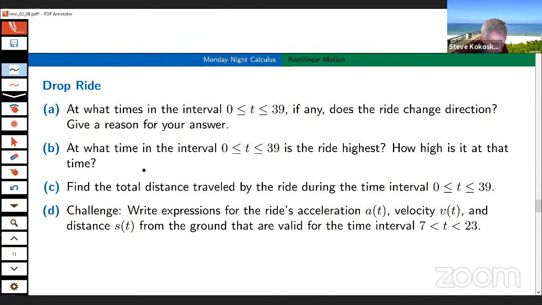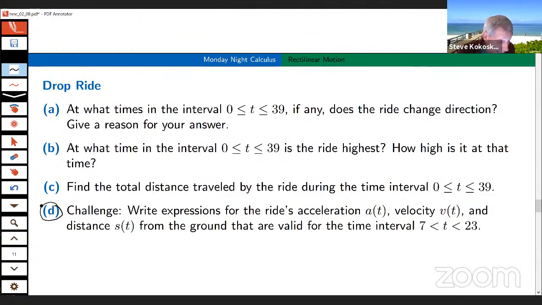I have three of them that I'm going to look at, and I'm going to leave D for our listeners here. That one asks for expressions for the ride's acceleration, velocity, and distance from the ground that are valid in the interval 7 to 23. So we're going to leave that one. I'm not going to do that one.